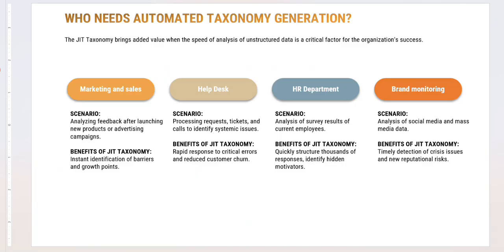Who might need to automate these taxonomy generation tasks? It can be people in marketing and sales. It can be help desk, so they can provide rapid response to some critical errors that appear, so you can reduce the customer churn. And you can also work with different survey responses. So it can be surveys from customers, it can be surveys coming from your own employees, or maybe exit surveys of employees. There you can identify key motivators for the department, for your employees.